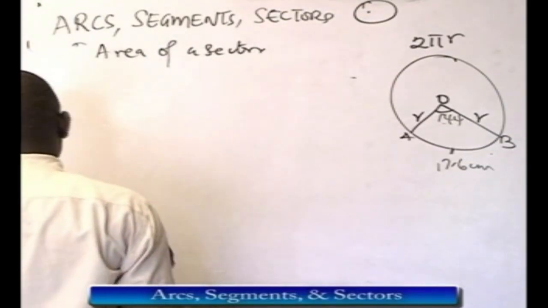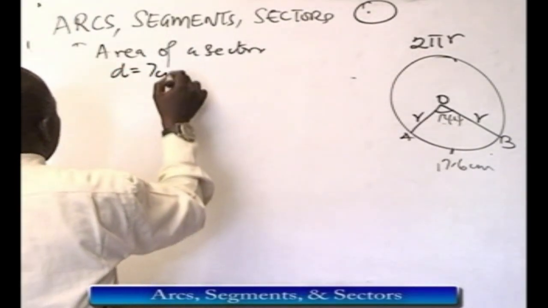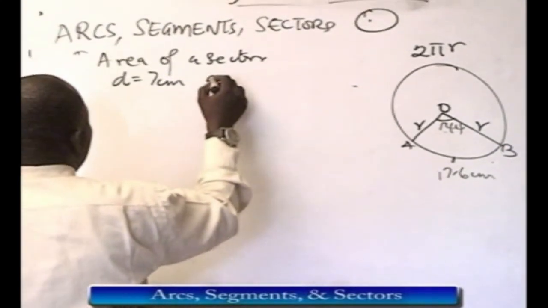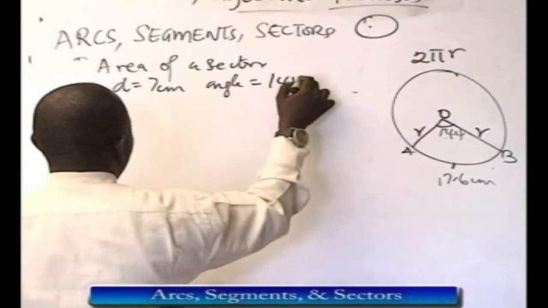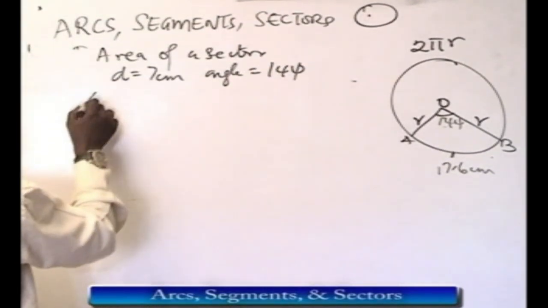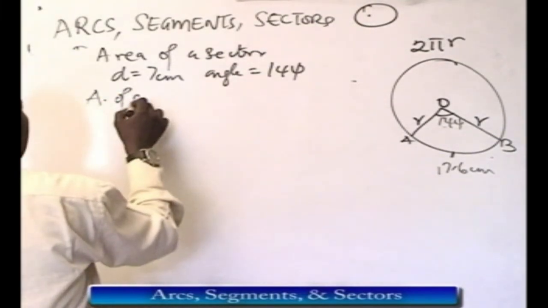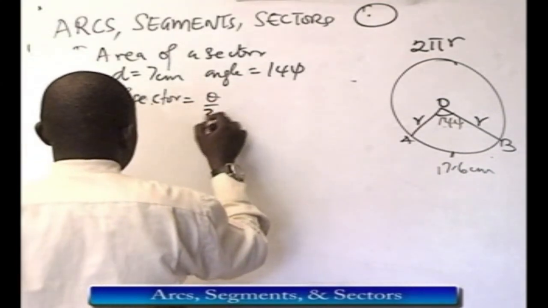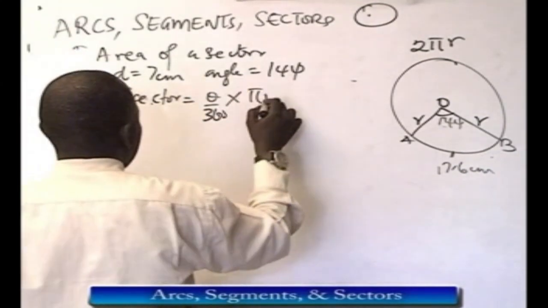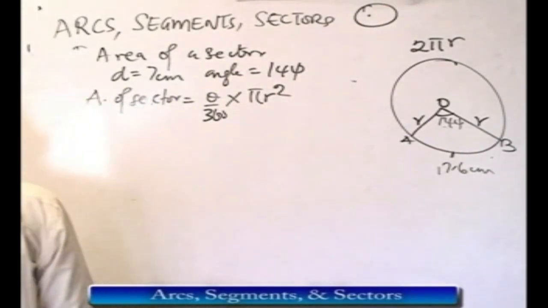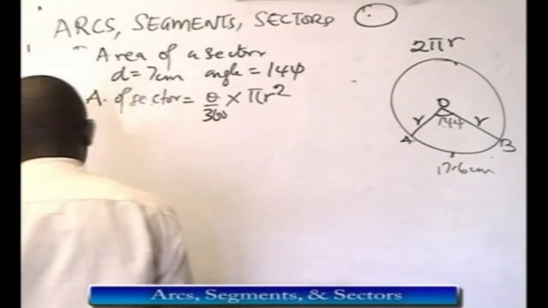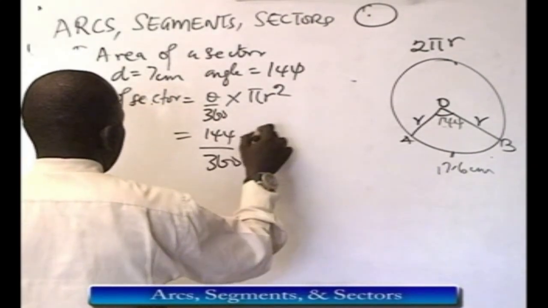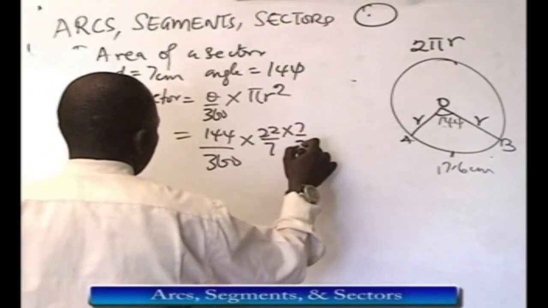Find the area of a sector when the diameter equals 7 cm and the angle of the sector is 144 degrees. The formula for the area of a sector is theta over 360 times pi r squared. So if you substitute the values, we have 144 over 360 times 22 over 7 times 7 over 2.